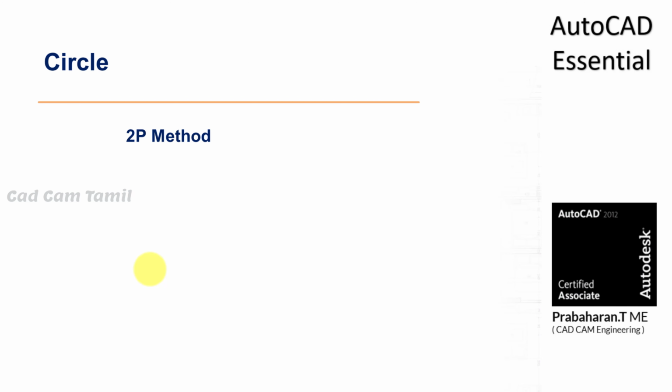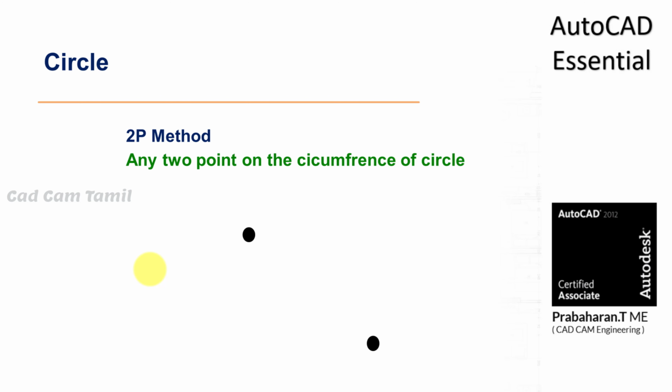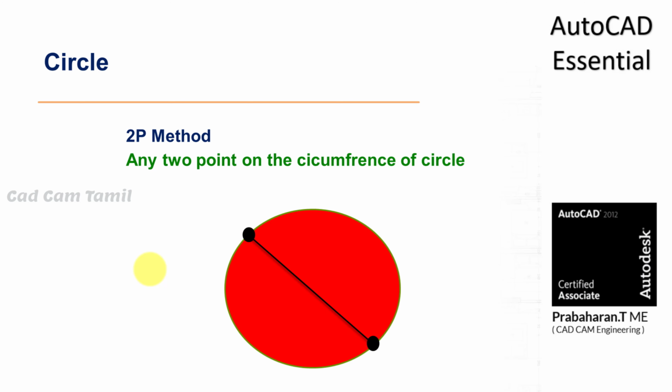First, the 2-point method. We are just going to give 2 points. By giving these 2 points, we will get the circle. We are not going to give any center point, radius or diameter. Then what will happen? These 2 points will act as the diameter points of the circle. So automatically AutoCAD will find the midpoint of these 2 points and take it as the center point for this circle. It will construct this circle. So the 2 points you give will act as circumference points, or be set as diameter points, of the particular circle.